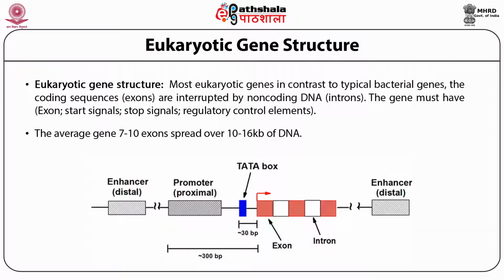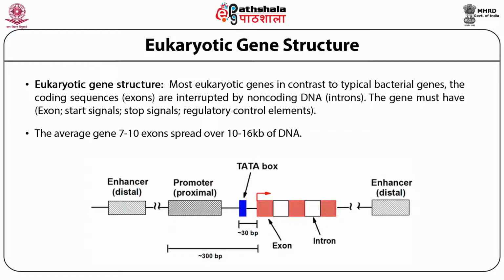Eukaryotic genes are a little different compared to bacterial genes, because bacterial genes don't have what you call introns, whereas eukaryotic genes have two different parts. One is the coding regions, known as the exons, which are interrupted by the non-coding regions, known as the introns. In addition to that, a gene must have start sites, stop signals, and regulatory elements. This cartoon shows you the typical eukaryotic gene structure.